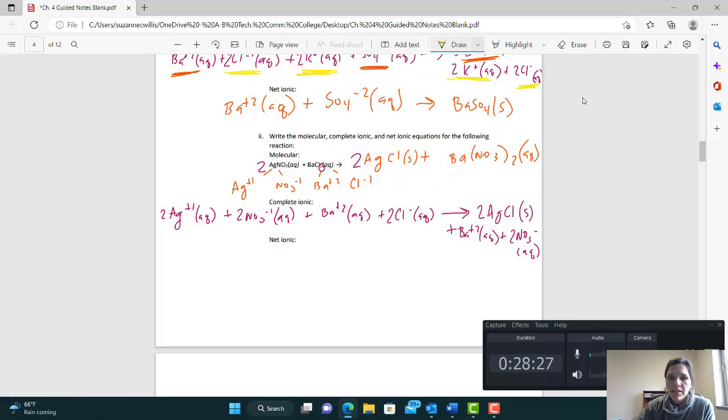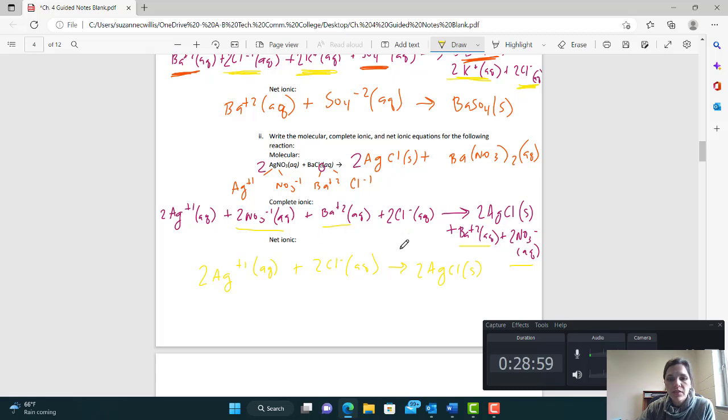And then we'll identify who the spectators are. Well, the nitrate didn't change, and the bariums didn't change. So those get left out, and the net ionic is just who actually changed. So silver plus 2 chloride goes to 2 AgCl. It is balanced, but this won't happen a ton, but you do want to simplify when possible.